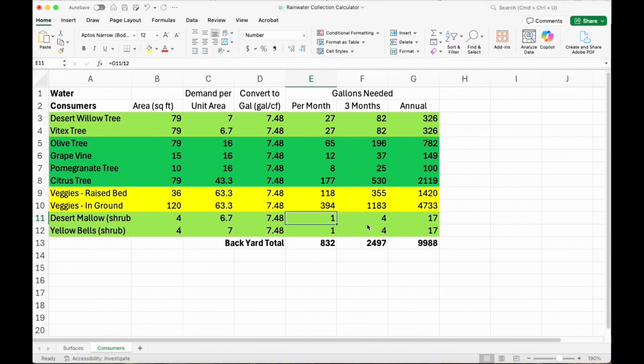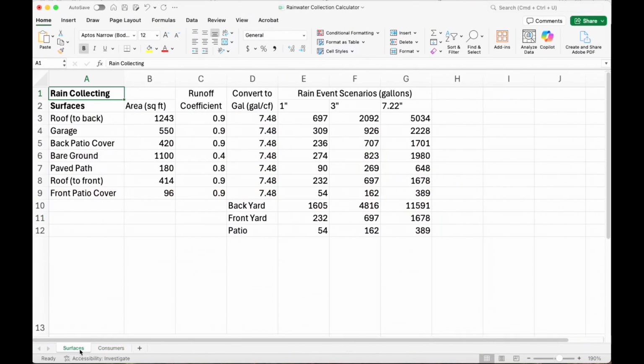Anyways, here you go. Here's what it looks like. I hope that this gives you an idea of how to tackle your consumers, to figure out how much demand you have for water in your garden. And that way you can start to figure out how to manage your water bill, how to manage your rain collection, and how to account for the rain that falls on the ground. And I'll talk about that in the other video that I'm doing, that's going to be talking about surfaces.